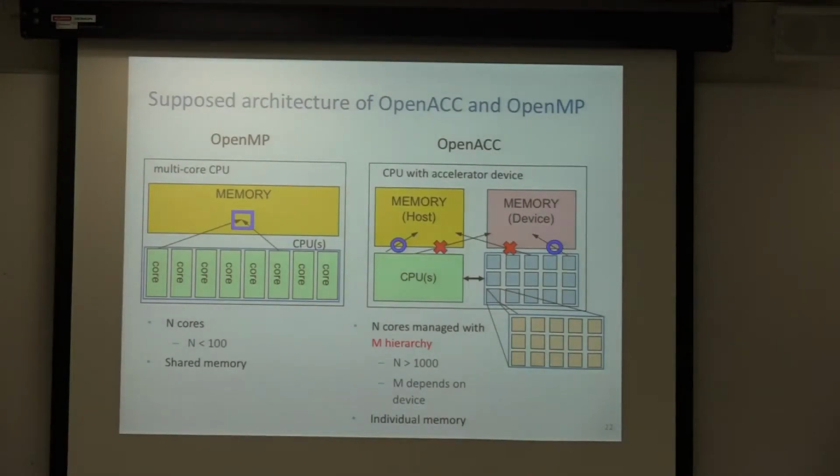The target architecture of OpenACC and OpenMP is different. The target architecture of OpenMP is like this figure. OpenMP is for shared memory architecture. On the other hand, the target architecture of OpenACC is like this figure. N cores are managed with M hierarchy, and each has individual memory. So this is the target architecture of OpenACC.